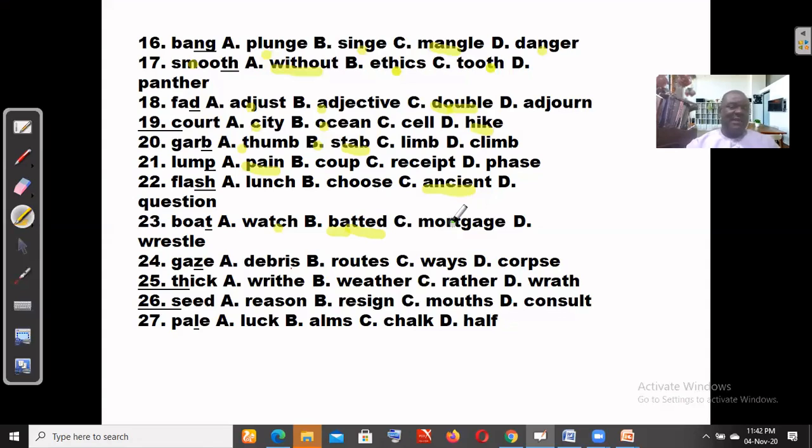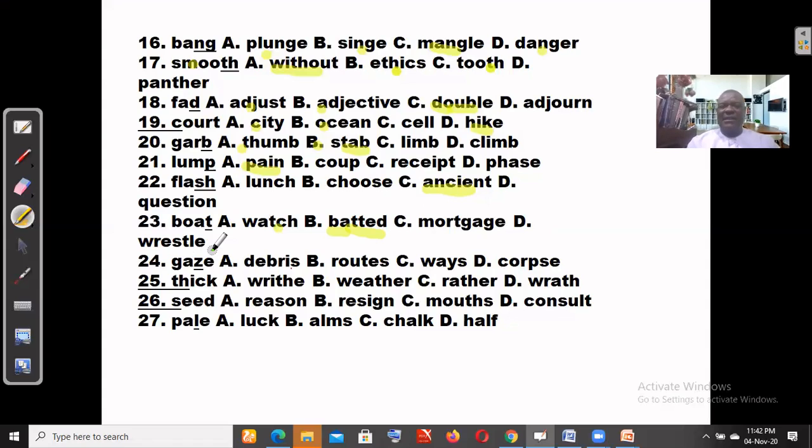But let's look at the remaining options. Option C is mortgage. Even though you have T in mortgage, T is silent. In D, we have wrestle. Even though we have T in wrestle, T is silent. It's not wrestle with the T, it is wrestle. It's just as you have in listen. So T is silent in certain words.